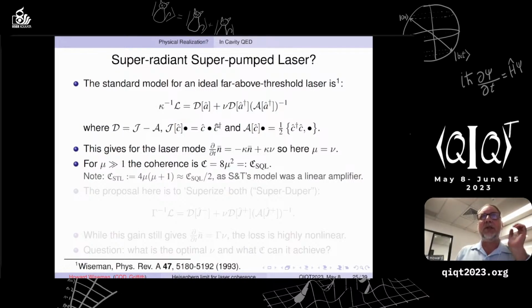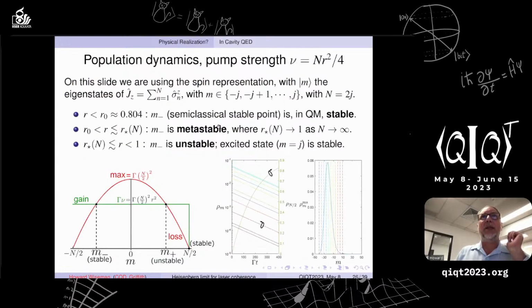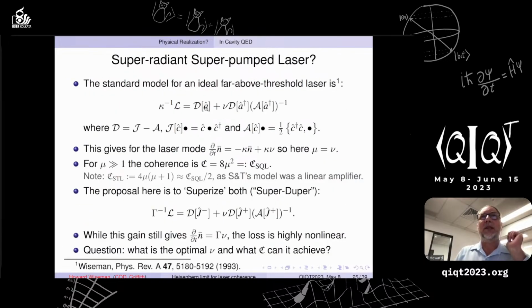Our proposal here is to superize this, by having not only superradiance, so I'm replacing the loss operator by the J minus operator, but I'm also going to replace the gain of the creation operators here by the raising operator, the collective raising operator. So this is not your ordinary superradiant laser. This is actually what we could playfully call a super-duper laser, because both parts have been made super. I have both collective loss, or collective output, but also collective pumping.